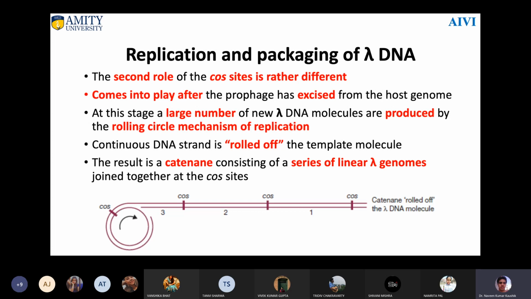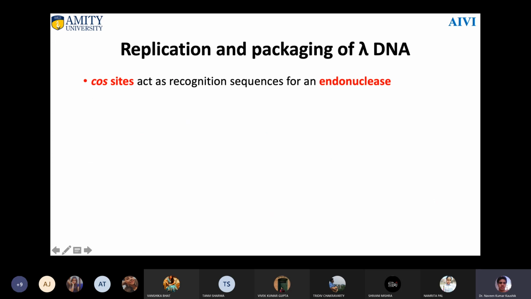So it is a circle. When it replicates, it keeps on replicating in this direction. When it reaches this point, it again starts here. When it reaches this point, then again it starts here. In this way, a long stretch of DNA is formed, and the genomes are joined at the cos sites. Now when this replication is over, endonuclease activity is required.